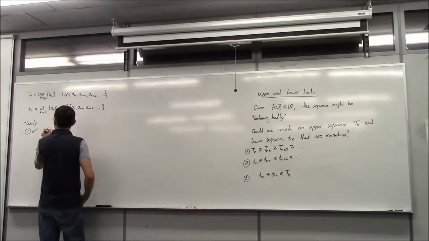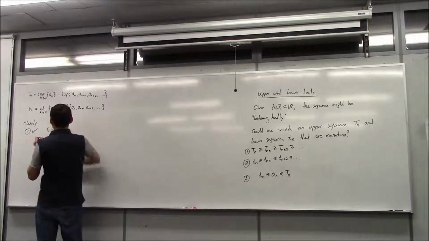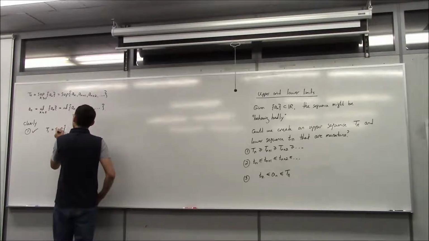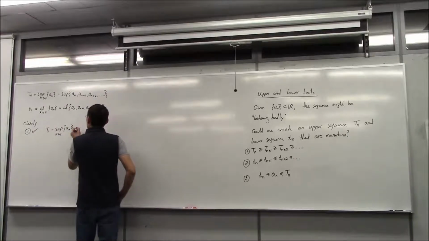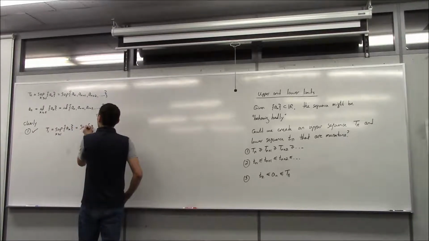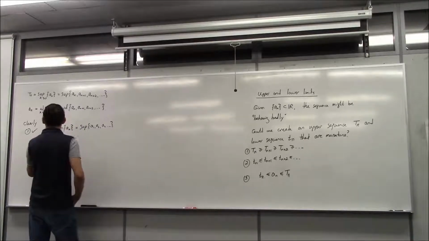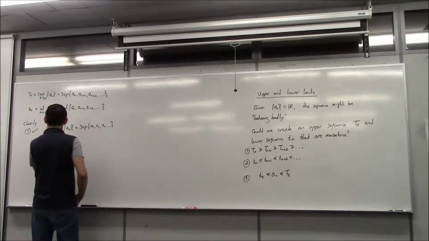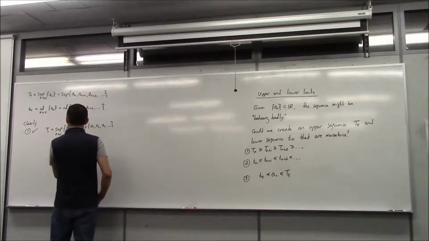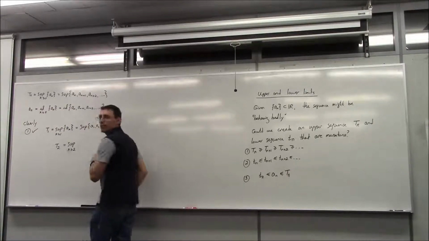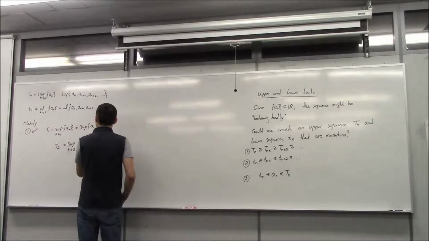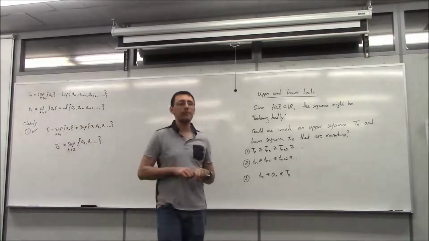So let's consider T1. T1 is the supremum of the full sequence. So that's the supremum of A1, A2, A3 onwards. Right? What can you say about the relationship between T1 and T2? T2 here would be the supremum where k starts with 2. So I deleted the first term of the sequence. What can you say about the relationship of T1 and T2 and why?